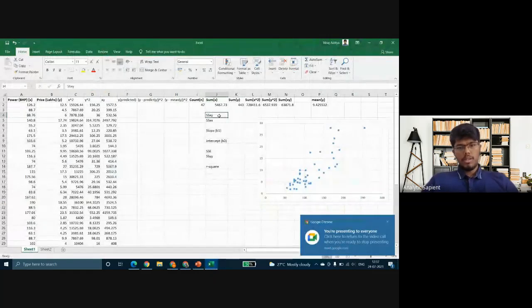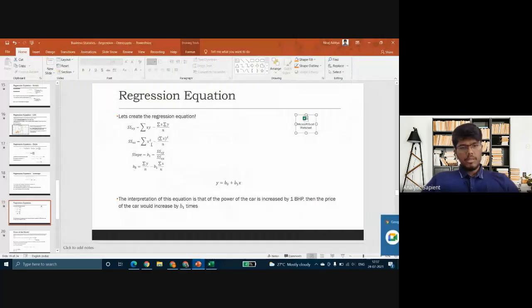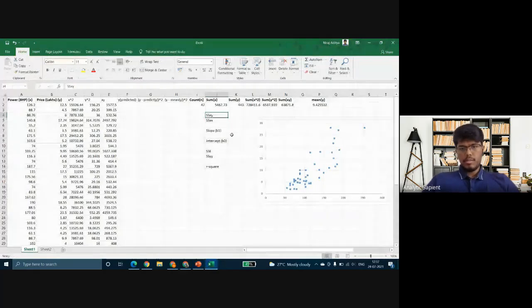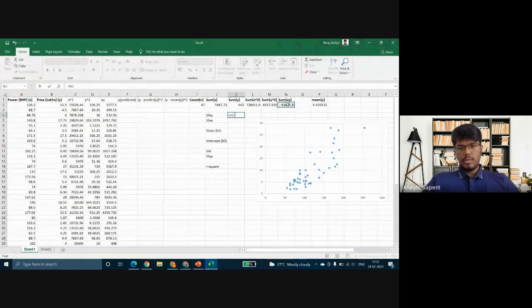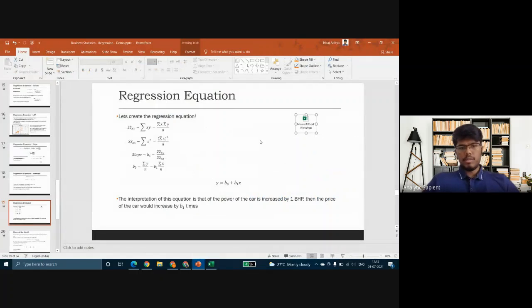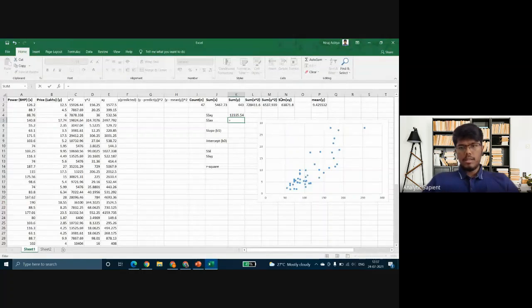So let's see what is the sum of squares of xy. It is basically sigma xy minus sigma x into sigma y. See, it is very similar to correlation, if I explained the correlation before. The sum of squares of x, so sigma x square, sum of x by the count. Now slope is what? Basically this divided by this. Correct. So we got the slope.